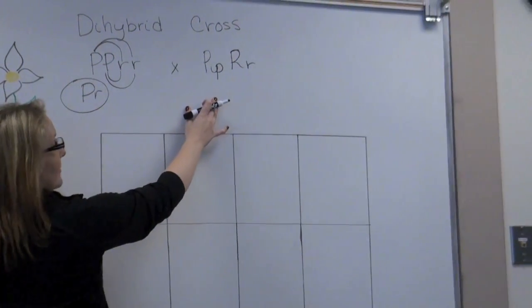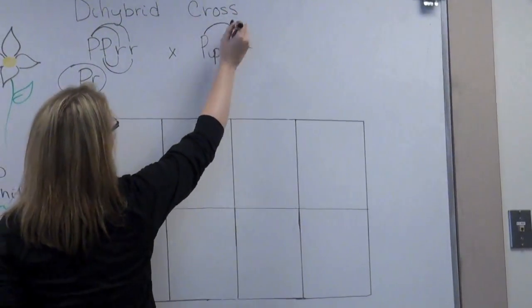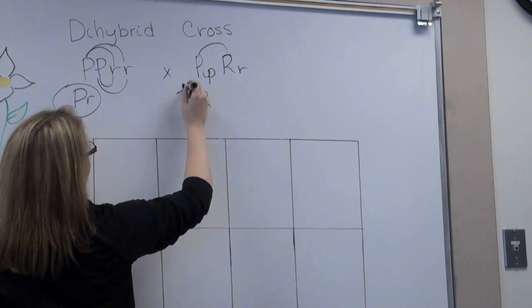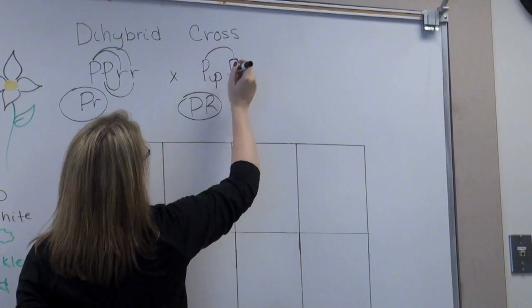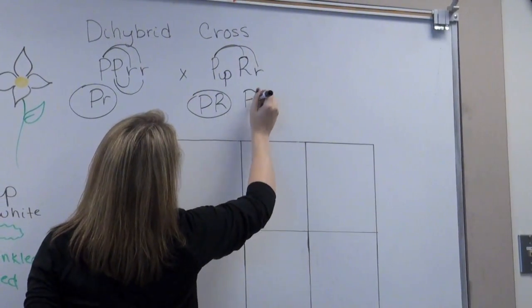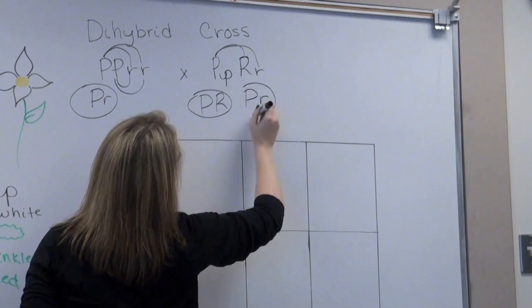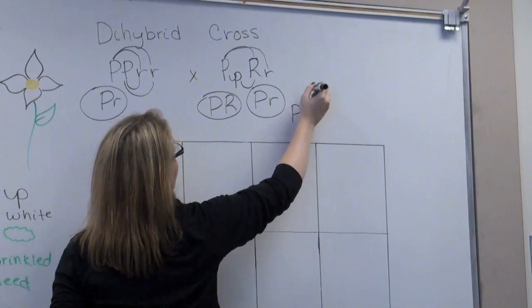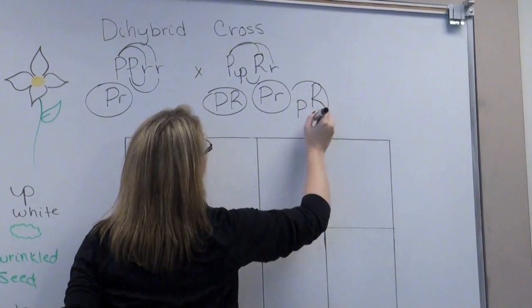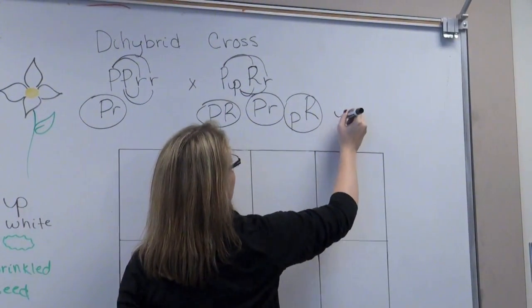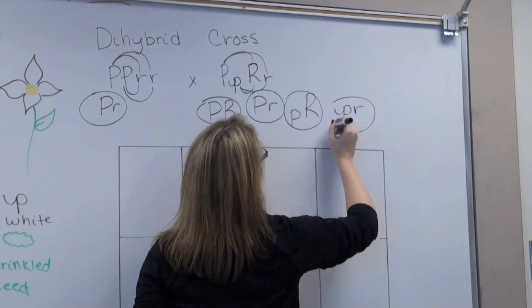Then you do the same thing for the next. You do your first, giving you capital P, capital R. You're going to do your outer, giving you capital P, lowercase r. You're going to do inner, giving you lowercase p, capital R. And then you're going to do last, giving us lowercase p, lowercase r.